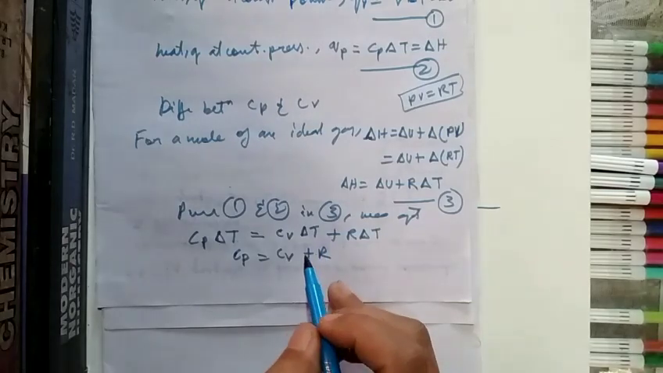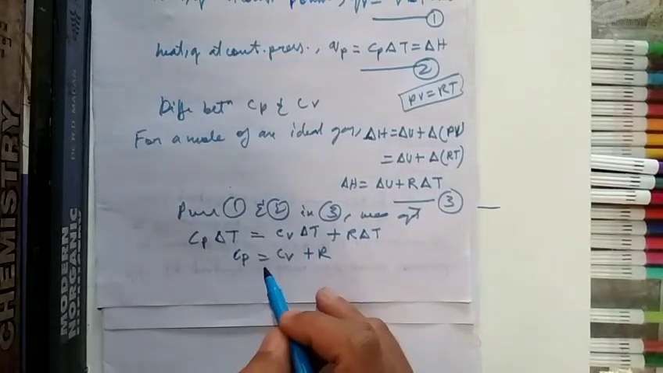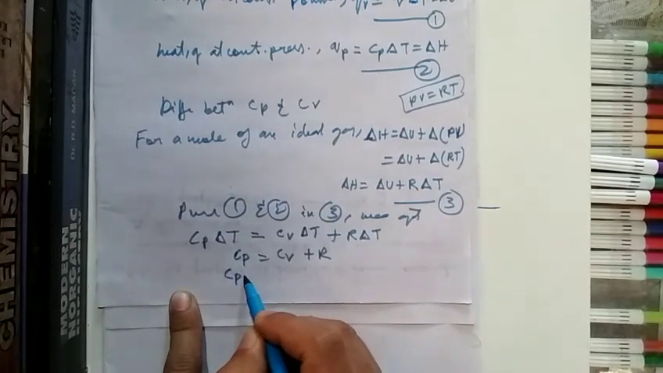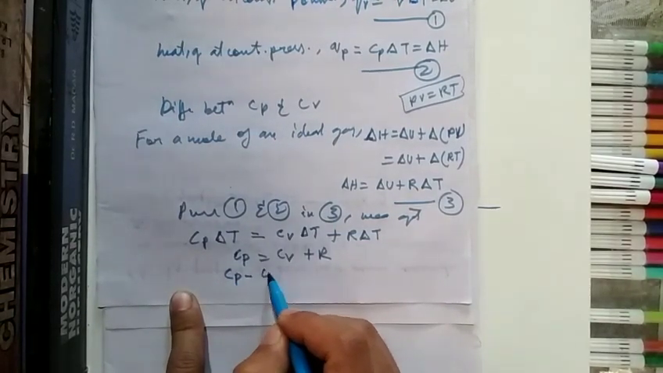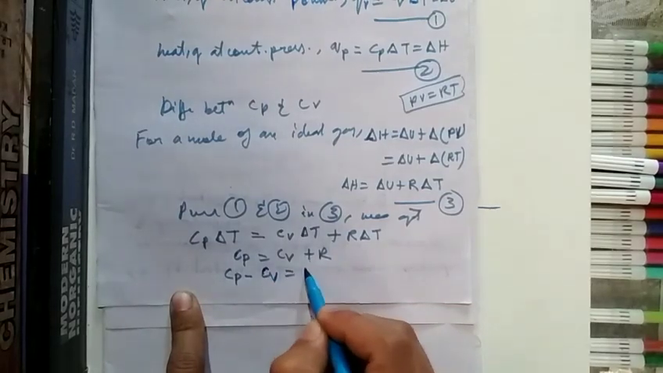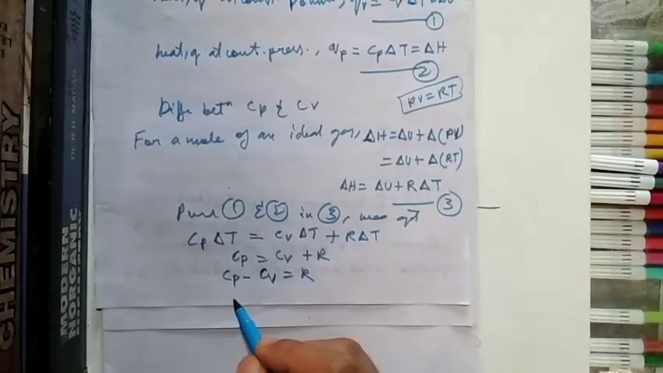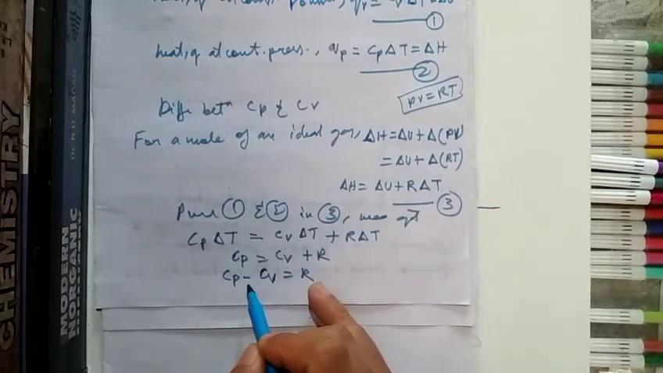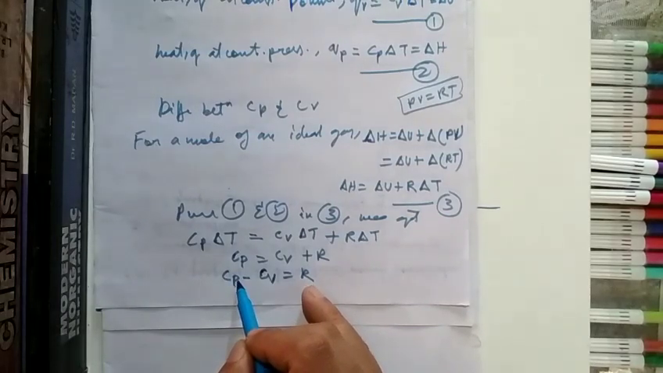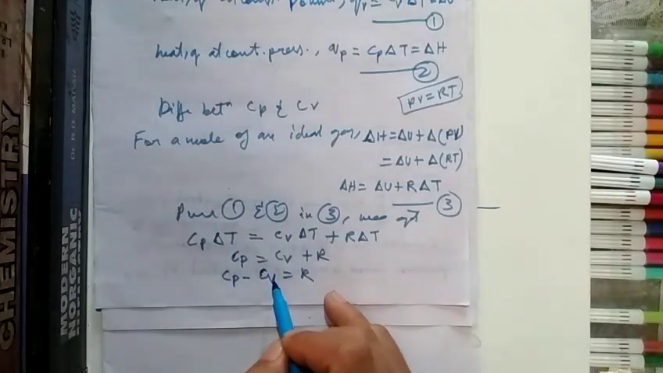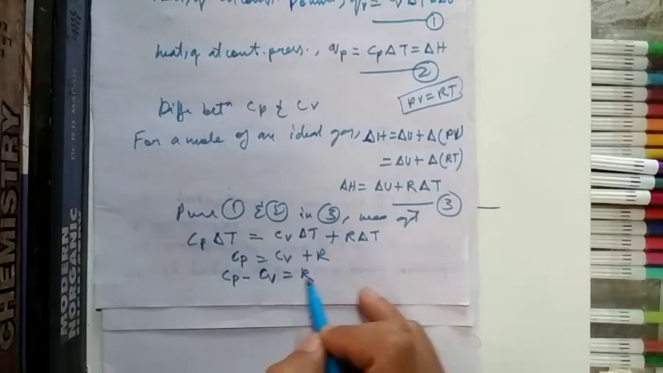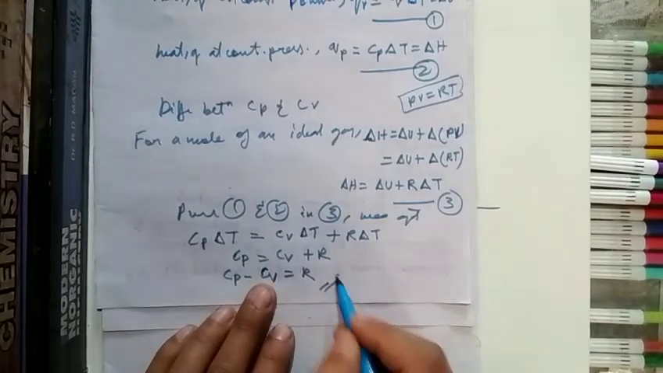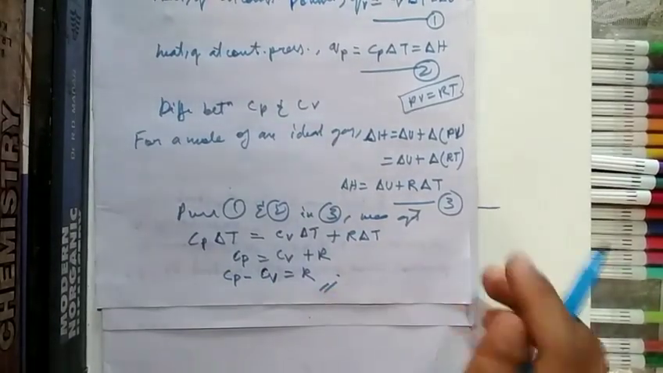Now we are going to find the difference. We subtract Cv from Cp, so we get R. This means the difference between the heat capacity at constant pressure and constant volume is equal to the universal gas constant. So this is the relationship between Cp and Cv.